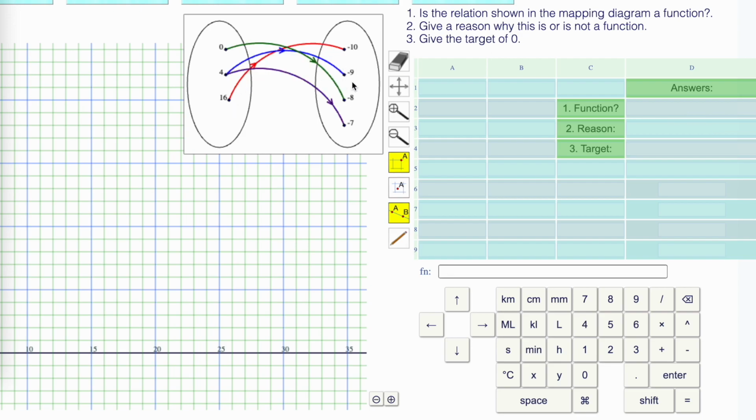This is not a function, no. And the reason, it's one too many. We have this 4 results in a negative 9 and a negative 7. You put in one x, you get two things out. If you put something in the blender and then two things came out of the blender, that would be weird.